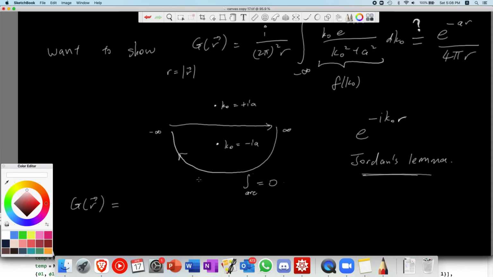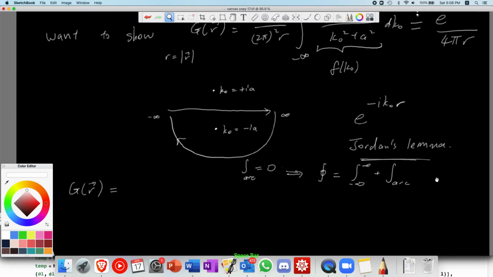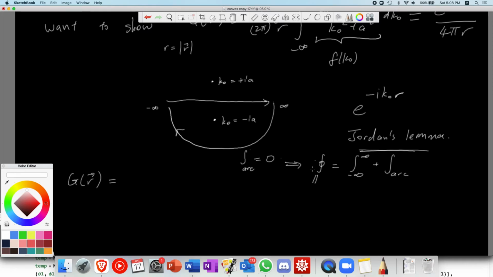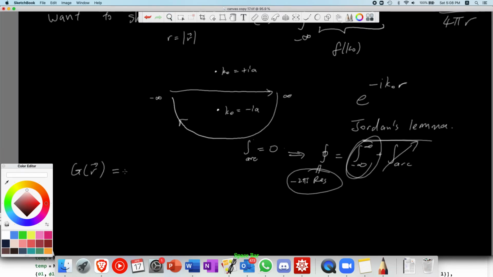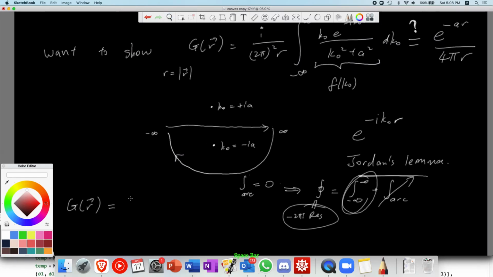What this leads to is, because the closed loop integral equals the integral from minus infinity to infinity plus this arc, and we know the closed loop integral can be computed using the residues, so it's minus 2 pi I times the residues, and then the arc disappears. So we know that the integral we're interested in is just minus 2 pi I times the residues. So it's minus 2 pi I. Okay, we forgot a few factors in front: I over 2 pi squared r, then we have minus 2 pi I.